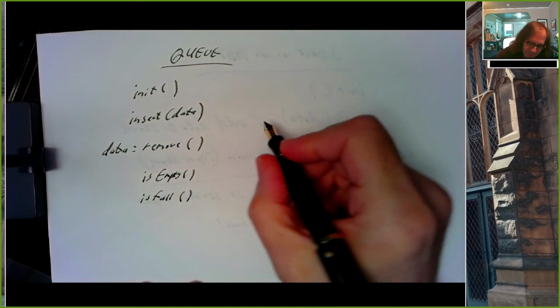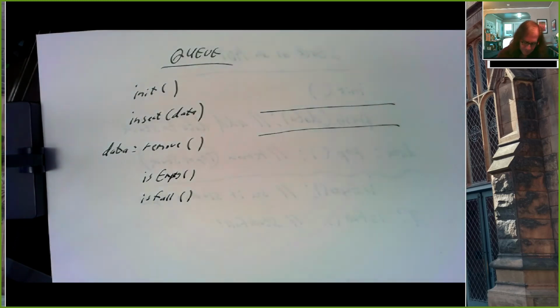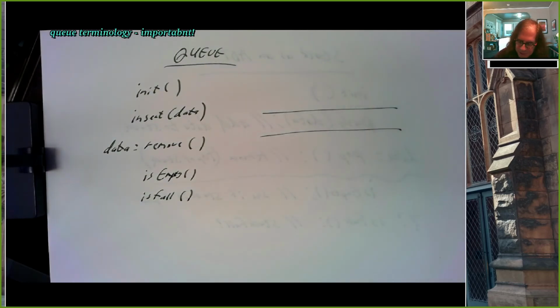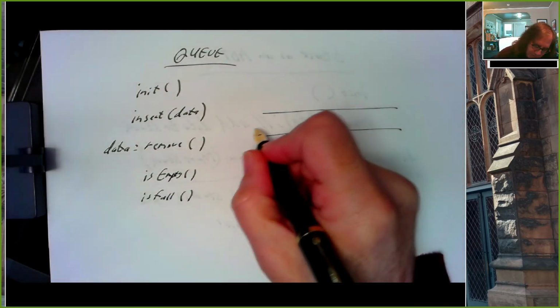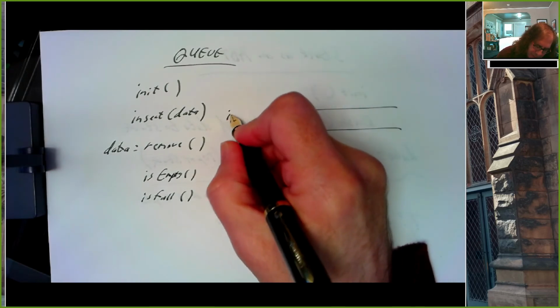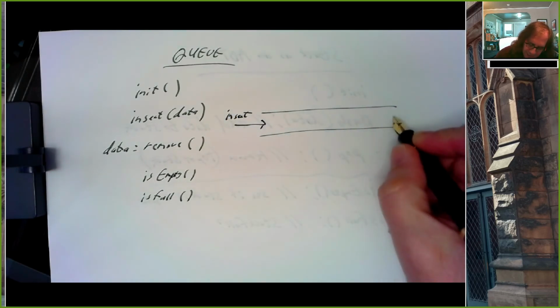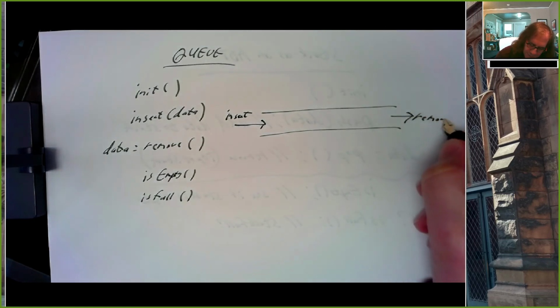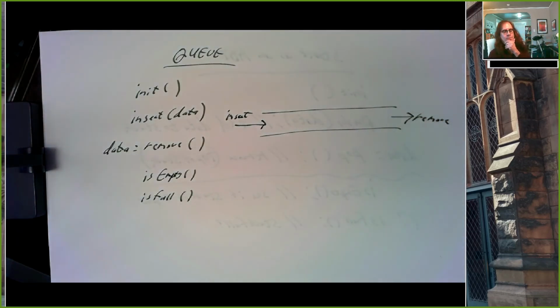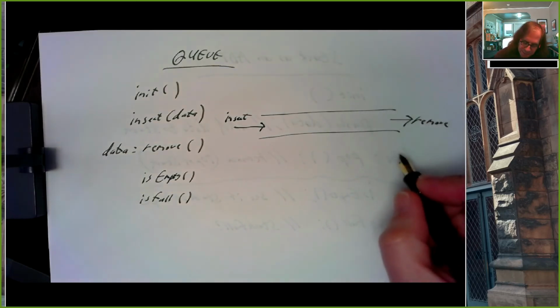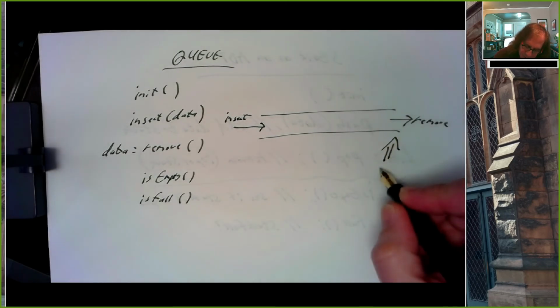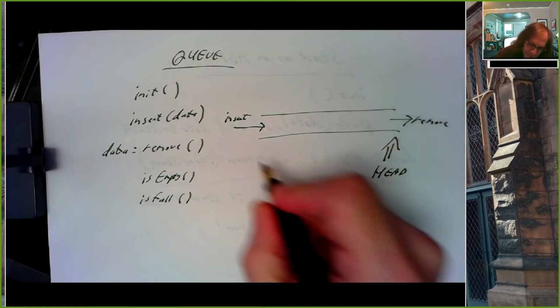And I'm going to fix some terminology here. And this is pretty vital. So if this is our queue, and we insert into this end, and we remove from that end, we name the two ends of this queue or this pipeline. So this is called the head, and this is called the tail.